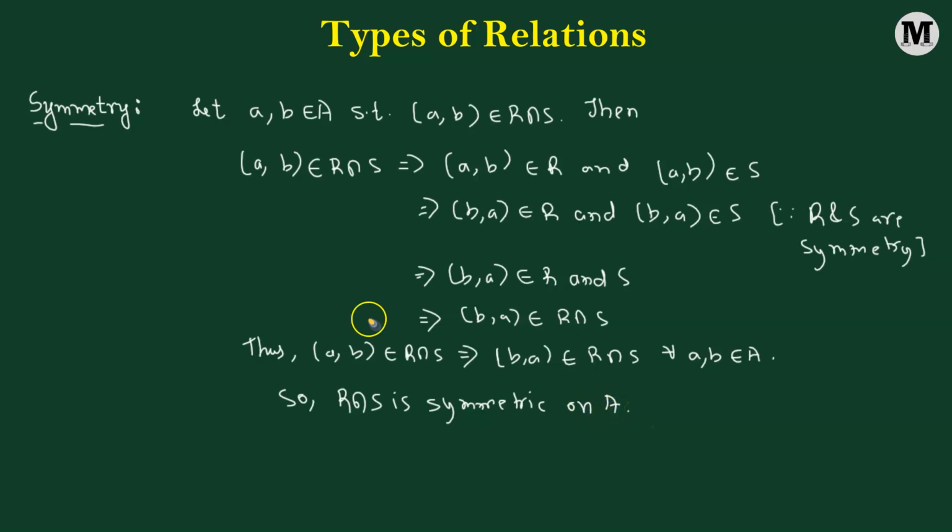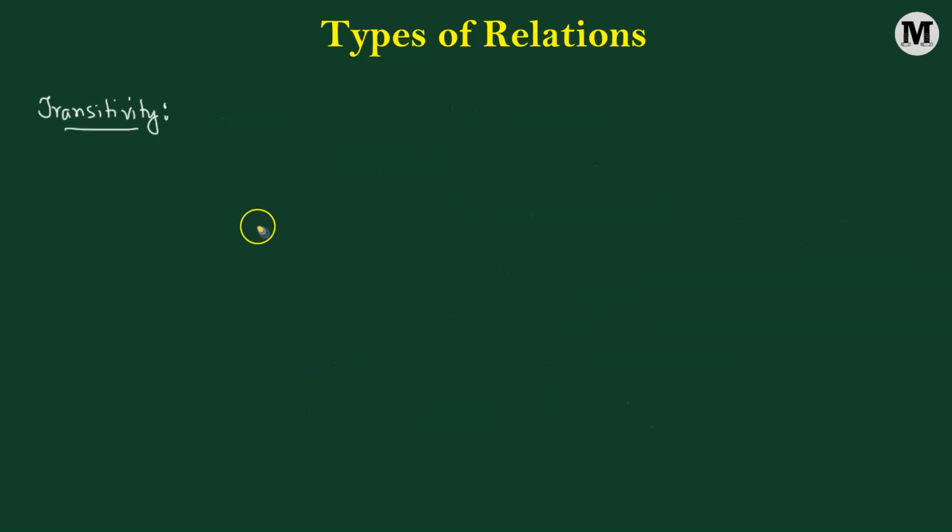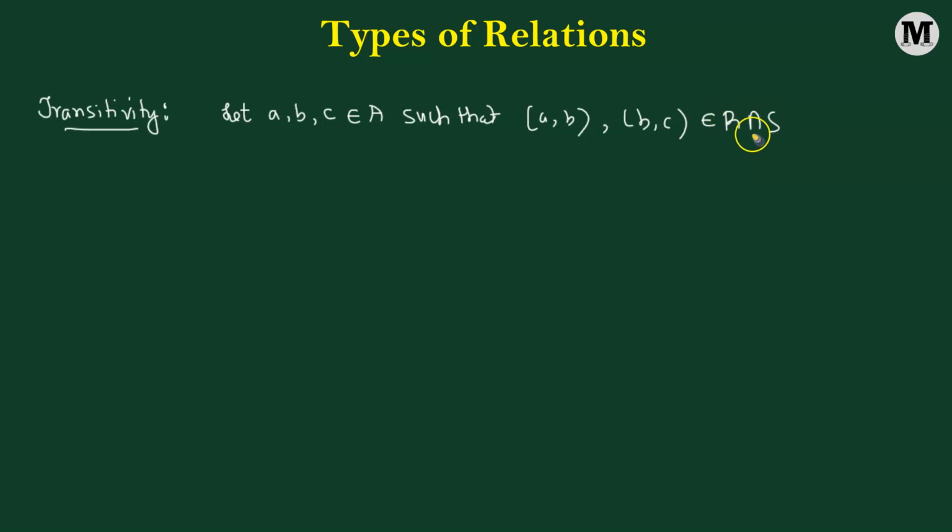And finally, we will check for transitivity. To check for transitivity, we are going to suppose three elements. Let's say those three elements are A, B, and C, and we're going to pick these three elements from the set A such that we are considering that the ordered pair (A, B) and the ordered pair (B, C), both of them belong to the intersection of the relations R and S. Then what does it mean?